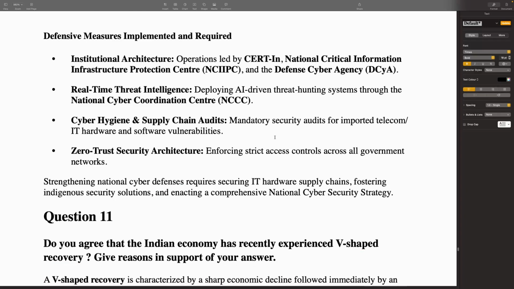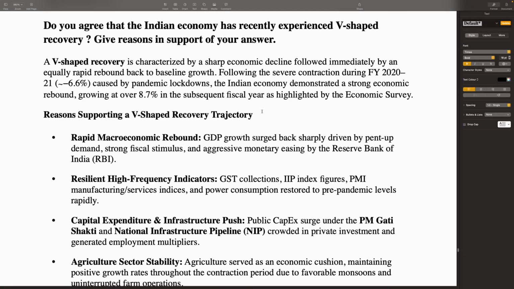Question 11. Do you agree that the Indian economy has recently experienced a V-shaped recovery? Give reasons in support of your answer. A V-shaped recovery is characterized by a sharp economic decline, followed immediately by an equally rapid rebound back to baseline growth.